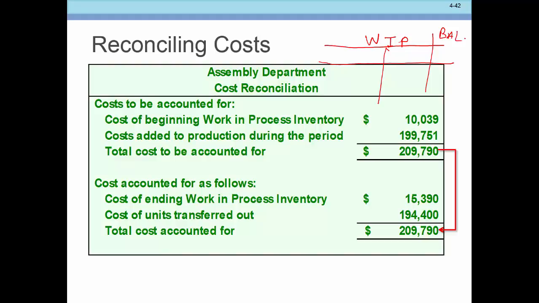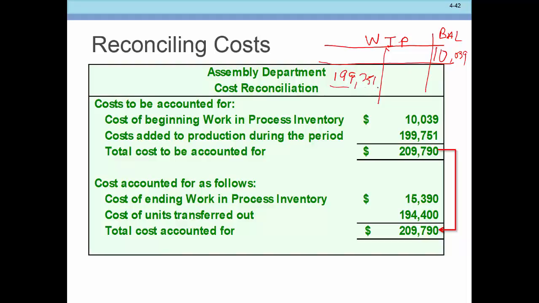They're telling me that the beginning balance is what? And I'm just going to do the total here, I'm not going to do it by labor versus materials. 10,039. Is that the balance that's in there? 10,039, isn't it? Okay. And then they tell me that for the period I've added what? 199,751. Did I pick up the right number there?